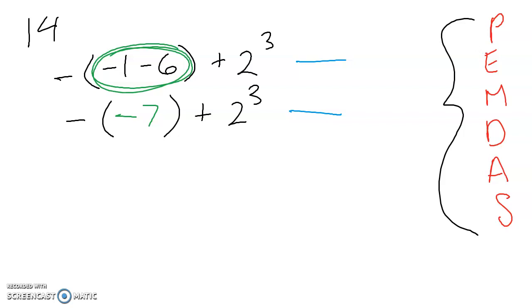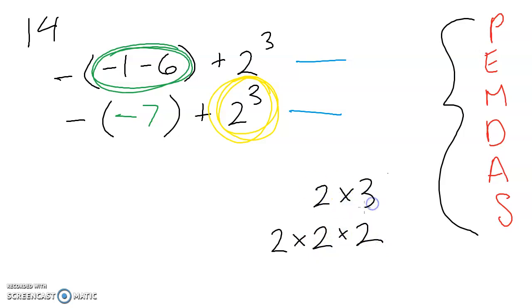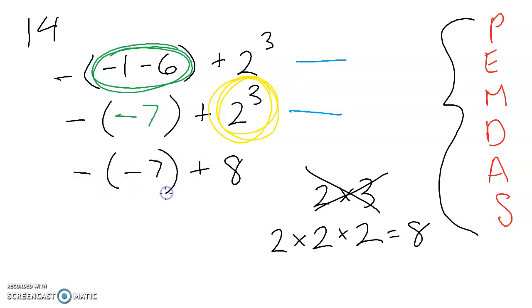So now that I have done that, I am going to deal with the exponents because that is the next thing that I'm working on. 2 to the third power means 2 times 2 times 2. It is not 2 times 3. 2 times 2 is 4 times 2 is 8. So 2 cubed, or 2 to the third power, is 8. And then you still have what you had before.